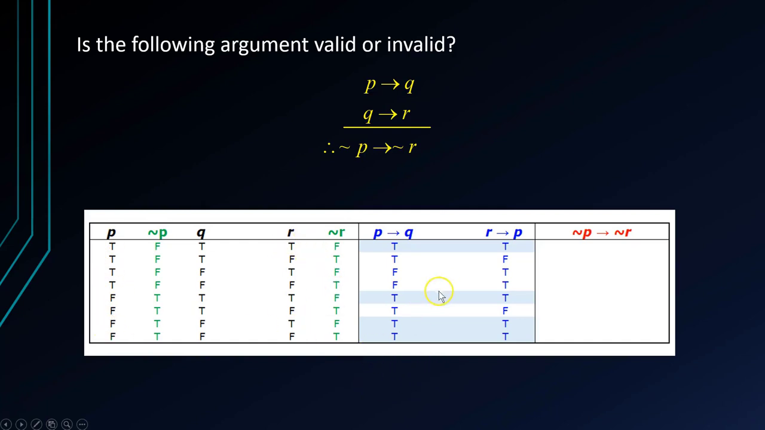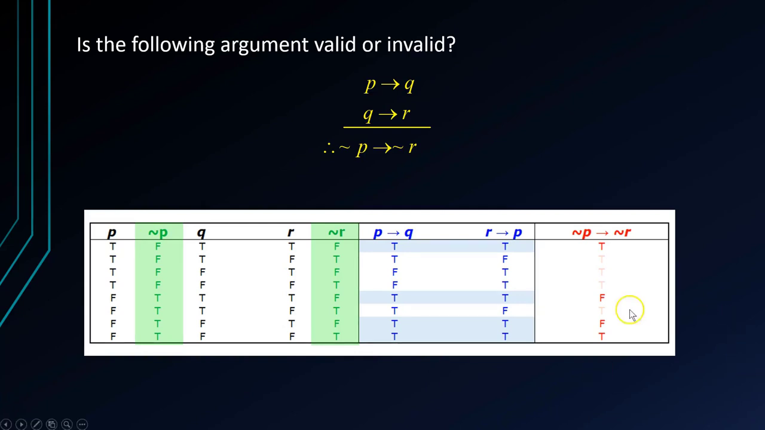And I want to see, okay, now looking at these 2 columns, either both of these need to be true at the same time, or if this first one is false, it's automatically true. So based off of that, these are the values.